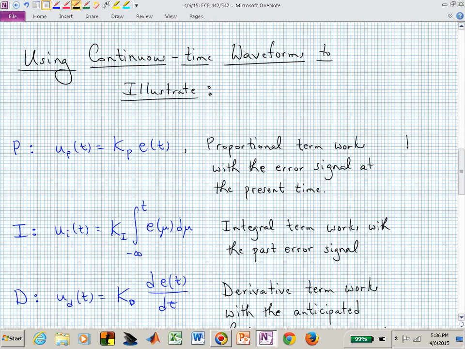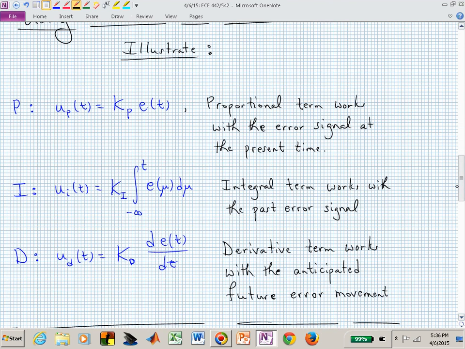I'm just using the continuous time waveforms to illustrate what these three pieces look like. The PID, if you're in an interview, you probably don't want to say, oh yes, we designed PID controllers. That might not go over well. You might want to just say, oh, we are learning PID controllers. That's just an abbreviation for proportional integral derivative controllers.